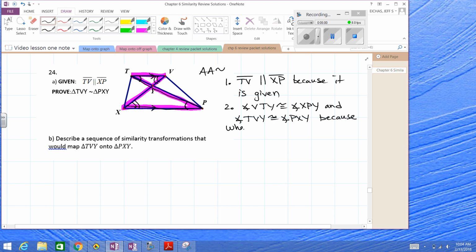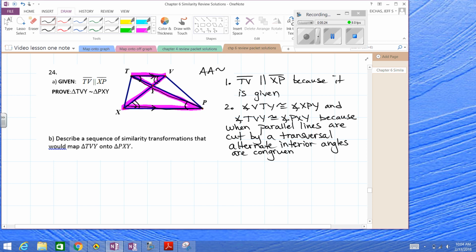I'm going to write it all out: when parallel lines are cut by a transversal, alternate interior angles are congruent. You can shortcut that by saying alternate interior angles theorem. Okay, now I have the triangles similar. Triangle TVY is similar to triangle PXY by the angle-angle triangle similarity postulate.